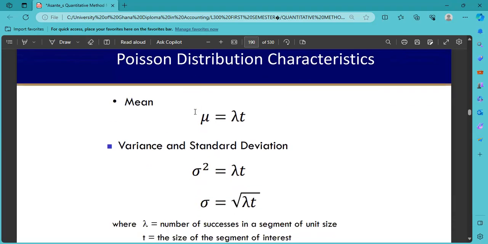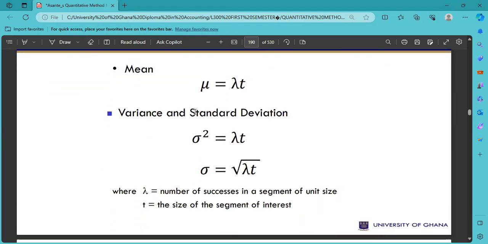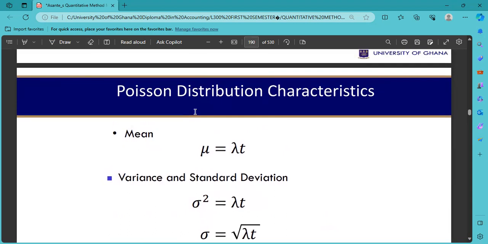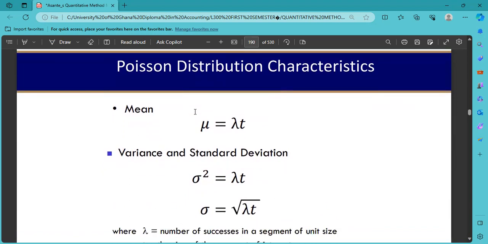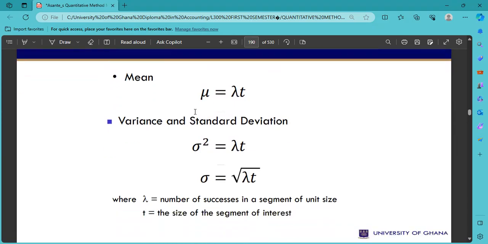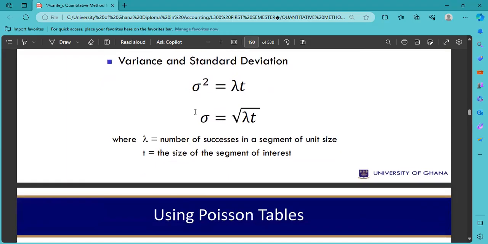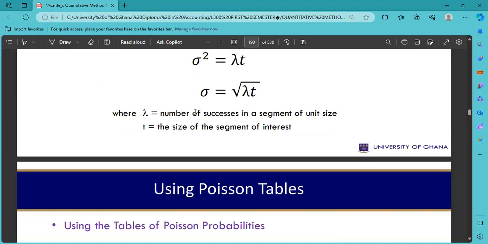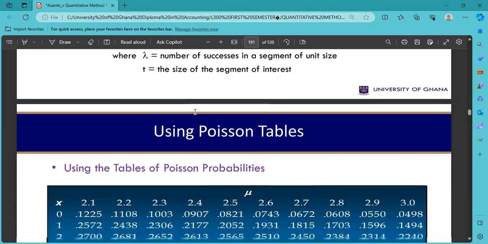So basically, they are telling us the Poisson mean is equal to lambda times t, which we know. Then the variance and the standard deviation. The variance is the standard deviation squared, so the root of the variance is the standard deviation, where lambda is the rate and t is the time.